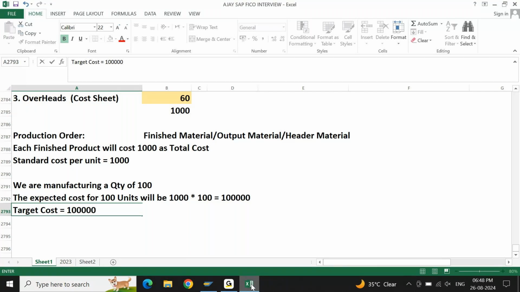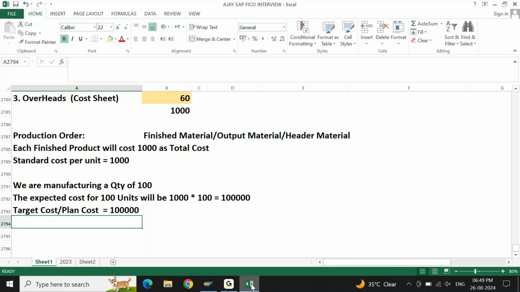100,000, or you can also call it plan cost. This is what you are planning. You are planning to complete the production with 100,000, your target cost to produce your target quantity. What is your target quantity? Target means which you are going to achieve. What is the quantity that you are going to achieve? 100 units. To achieve 100 quantity, your target cost will be how much?